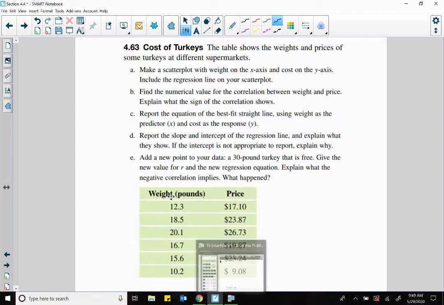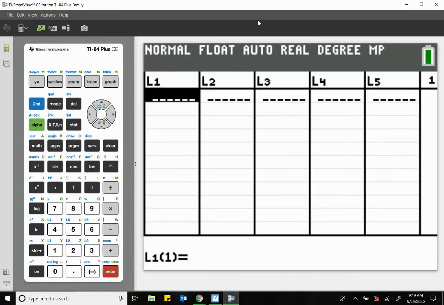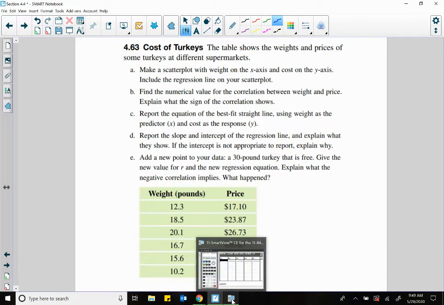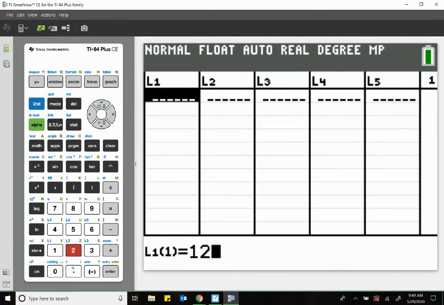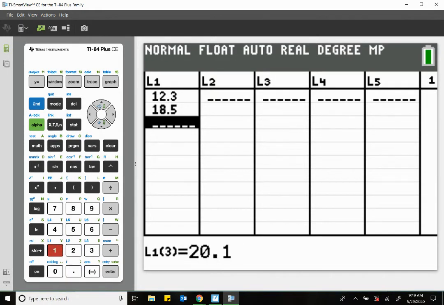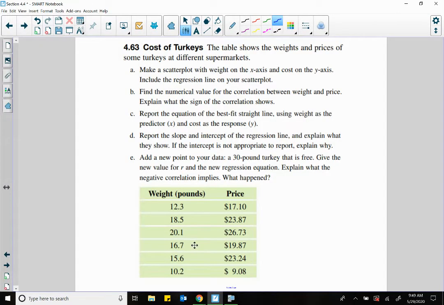So we're going to take this information and put it into our calculator. We're going to go to Stat, Edit, and our data pieces are 12.3, 18.5, 20.1. Okay, then we have 16.7, 15.6, 10.2.